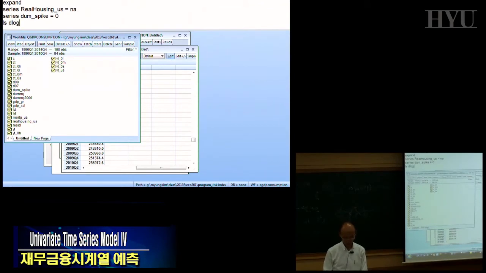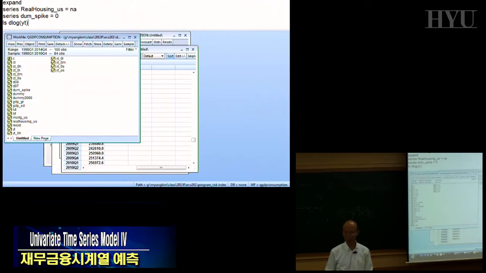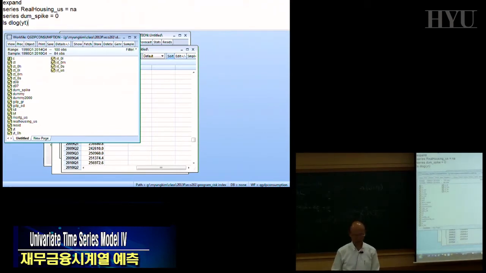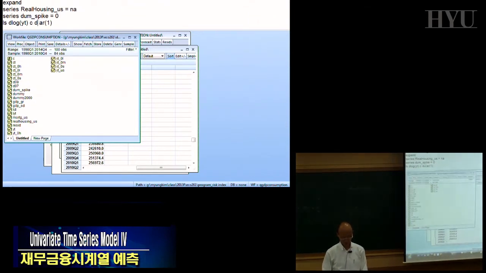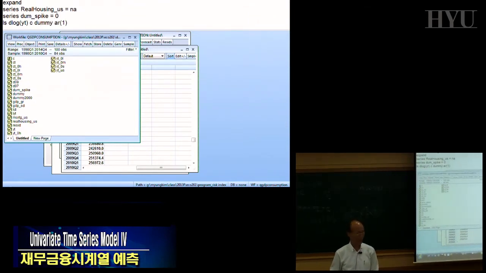T log, original data was YT, right? Original data was YT and C, AR1, but before we move there, dummy there.